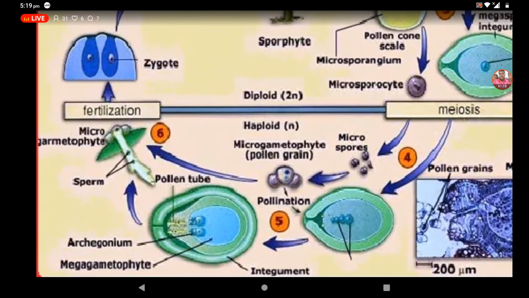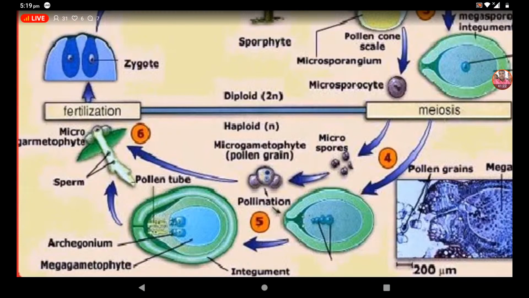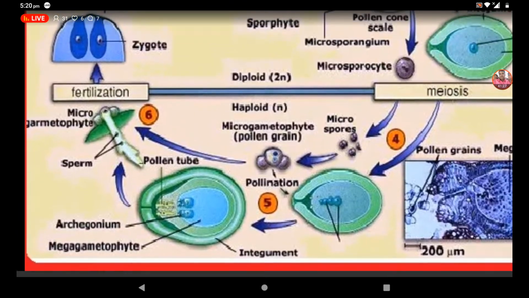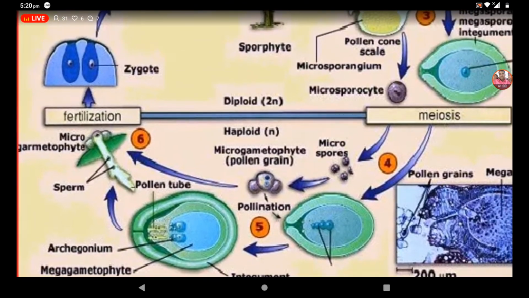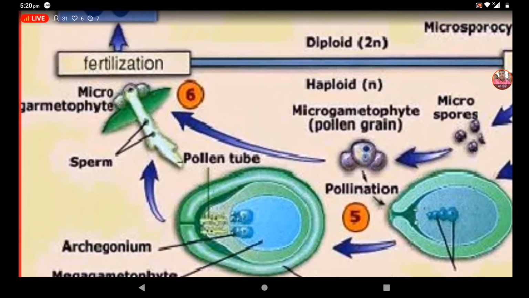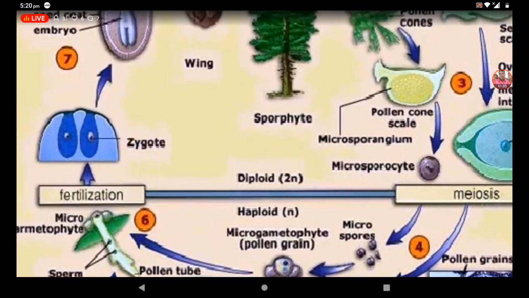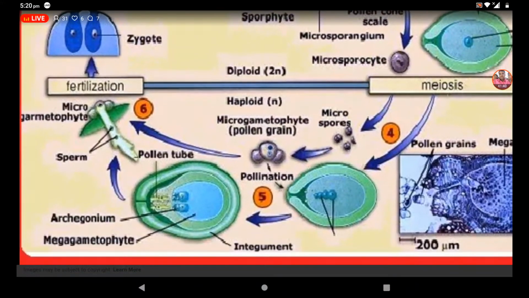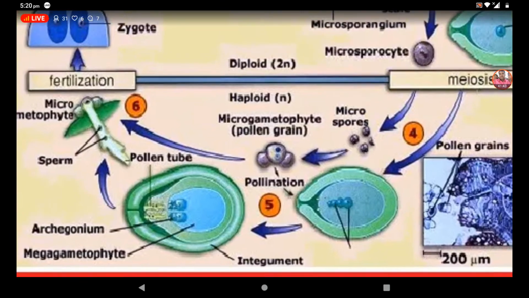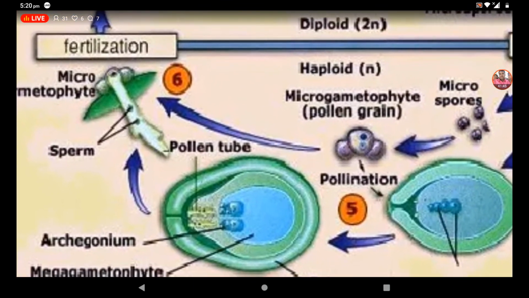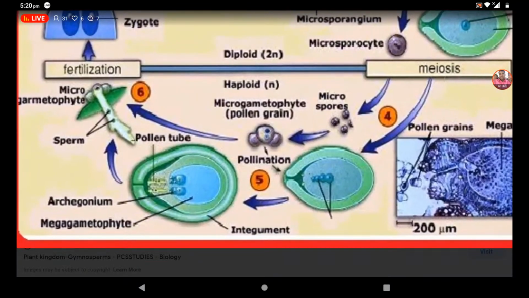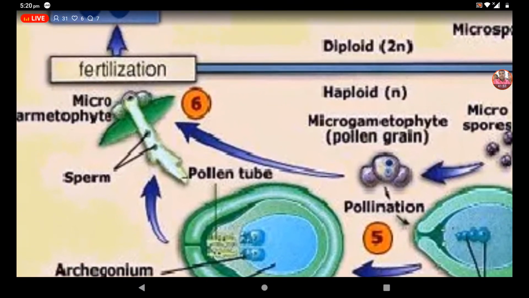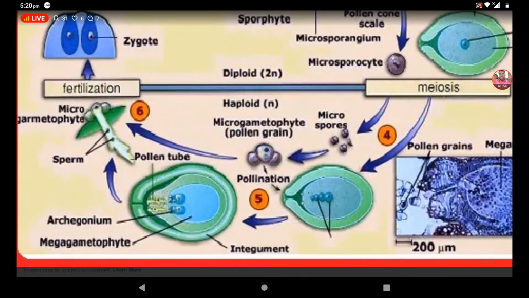After the pollination, each pollen grain carries two male gametes, which get fertilized with the archegonium. So the two male gametes fertilize the archegonium and form the zygote. The zygote is diploid, and from then onwards the sporophyte begins. Until now we find the gametophyte only, which is a haploid condition. The pollen grains carry the two male gametes with the help of the pollen tube. So a pollen tube is also formed. That is why it is called siphonogamous.